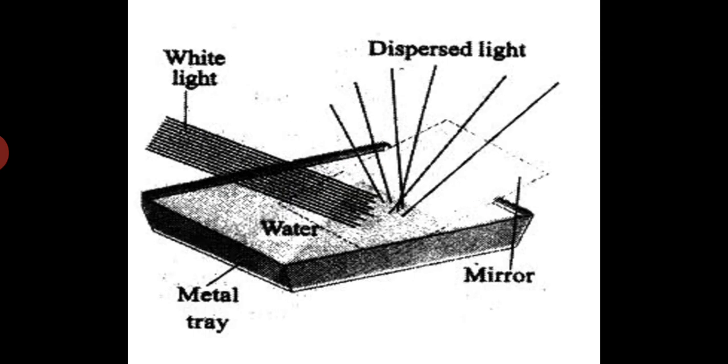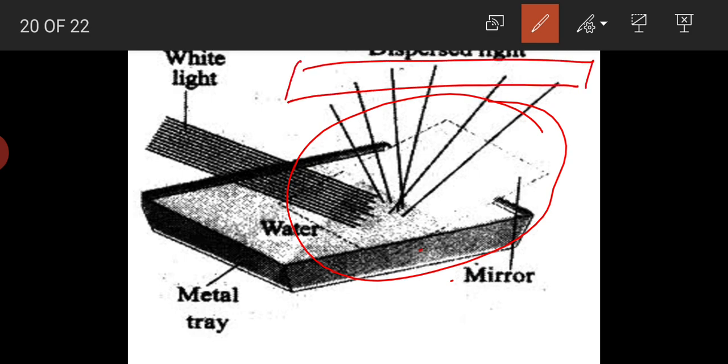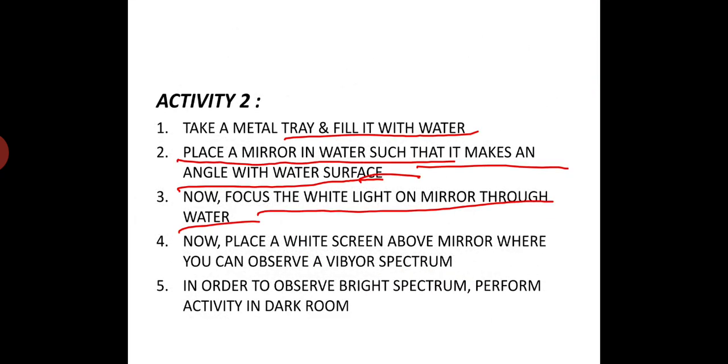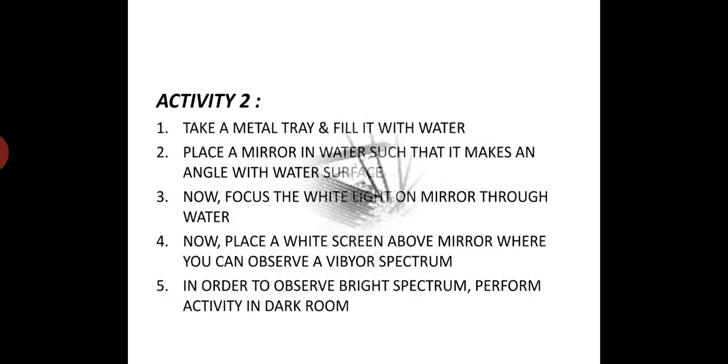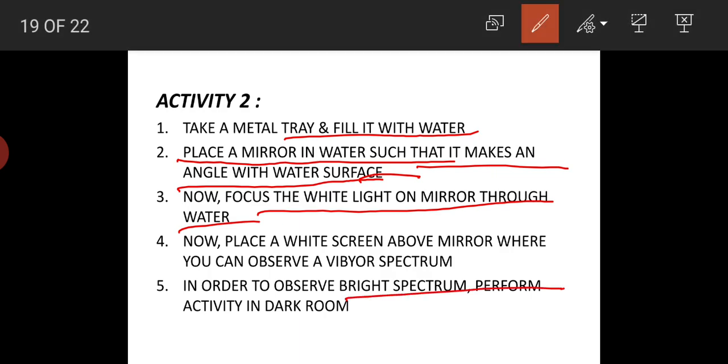Here in this image, as you can see, first take a metal tray and fill it with water, and then take a mirror and place it in the water at some angle. After that, focus white light on the mirror through water, and if you place a white screen above the mirror, you can observe spectrum. In order to observe bright spectrum, perform this activity in a dark room.